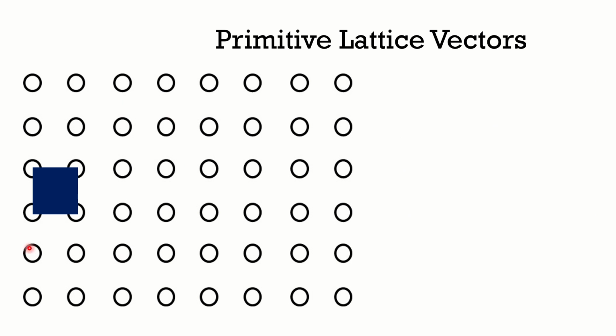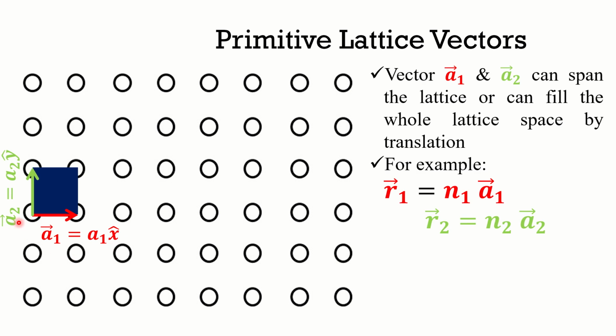Now let us consider this space. Now I can mathematically define this space by two vectors. One is a1 equal to a1 x cap, and another one is a2 equal to a2 y cap. Now if I have a square lattice, I should have a1 equal to a2, but generally I am taking that a1 is not equal to a2. So I'm considering this is the x axis, this is the y axis. So a1 equal to a1 x cap, a2 equal to a2 y cap.